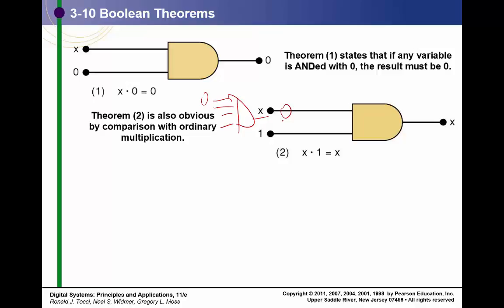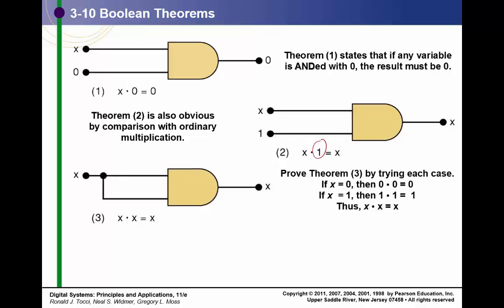And if we input something with an AND gate, if we have a 1 then we can basically ignore that input. Sometimes we'll use this theorem in a case where we've only got 4-input AND gates and we only need a 3-input AND gate, so we will just tie one of the inputs to a 1 to get around that problem.